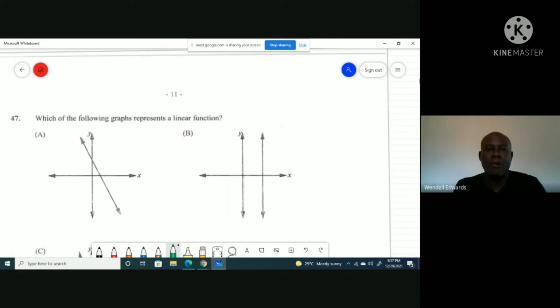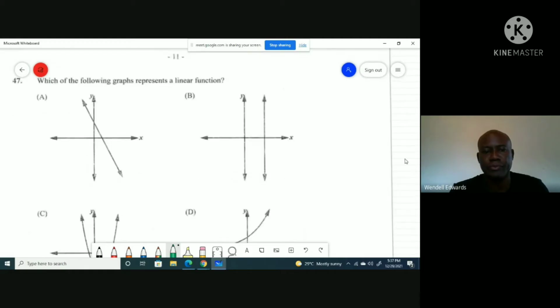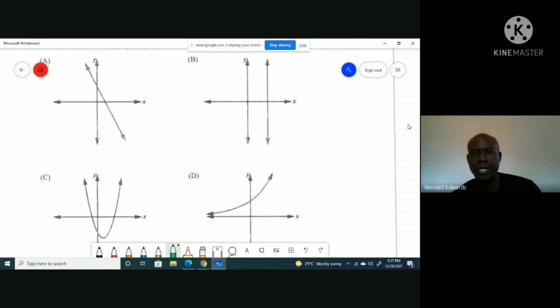Which of the following graphs represents a linear function? We can quickly go through the ones that are not. A linear function means a straight line. So definitely this is a parabola. This is actually one of those exponential functions. This one can't work. This is our straight line right here, right? That's our linear function right there.